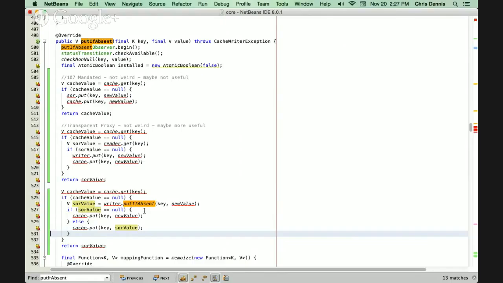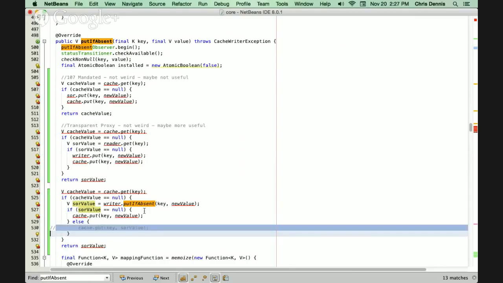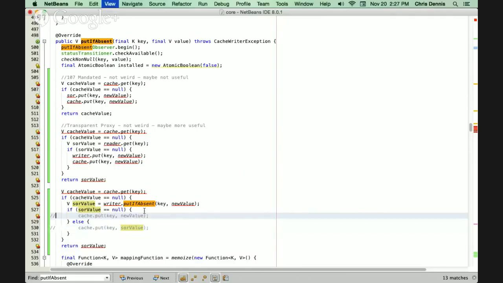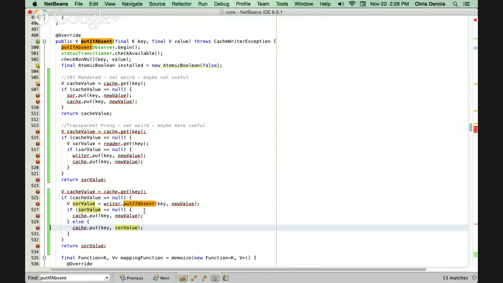If the putIfAbsent fails, the writer is going to tell me what it's got, so there's no harm in me caching it. Now you're right, this doesn't have to be done. Neither does that. You don't have to populate the cache. You know the cache is empty. It's all just performance optimization.